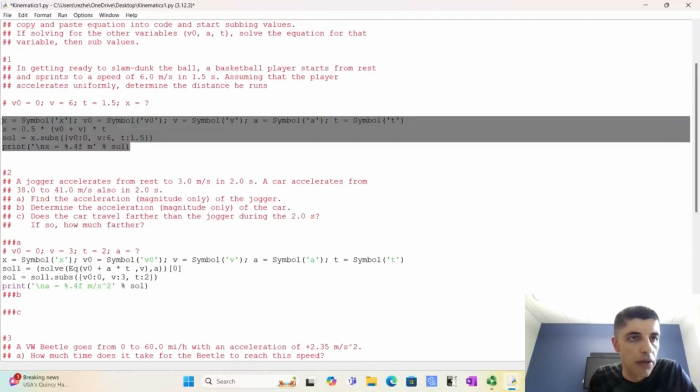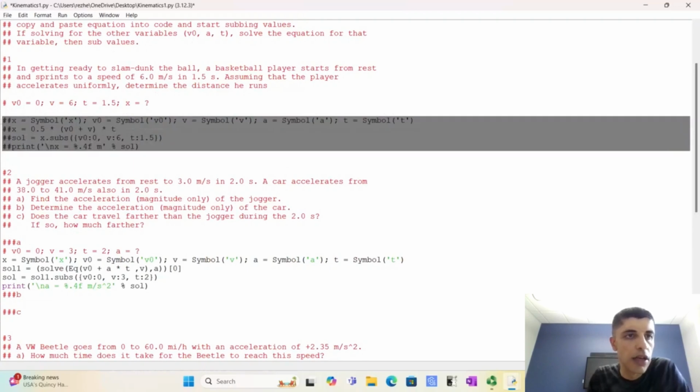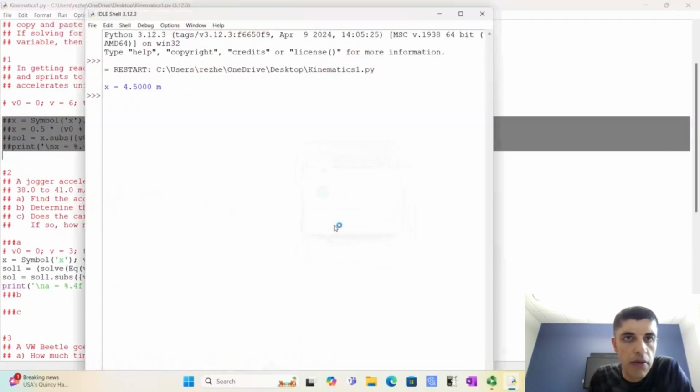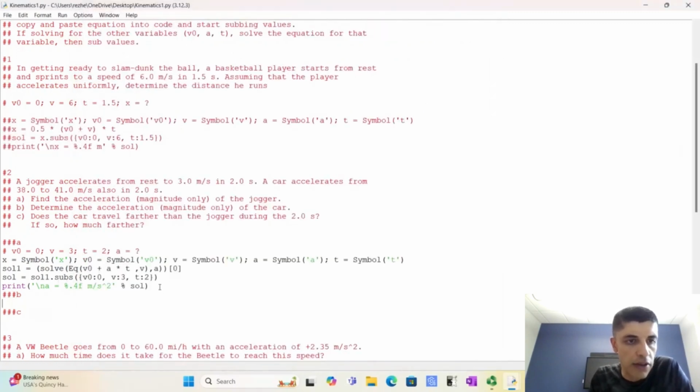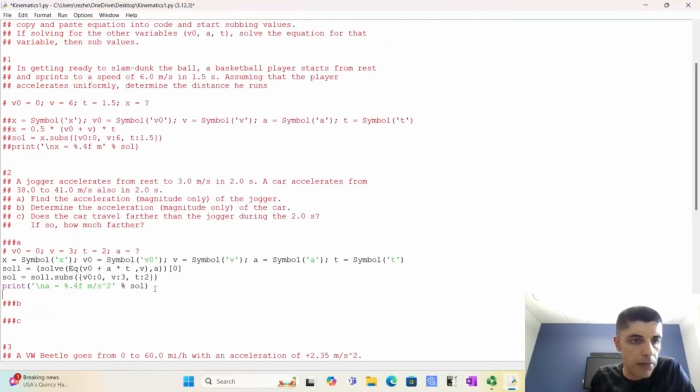So let's go ahead and comment all of this now, since we don't need those anymore. So I'm going to run it and see what we get. So a is 1.5 meters per second squared. This is the acceleration of the jogger. So that's part A. So let's go ahead and do part B.